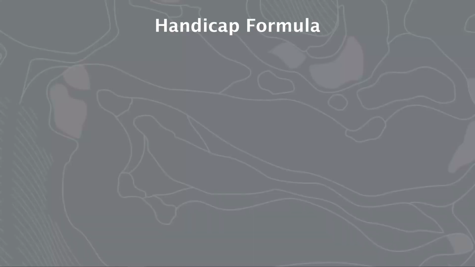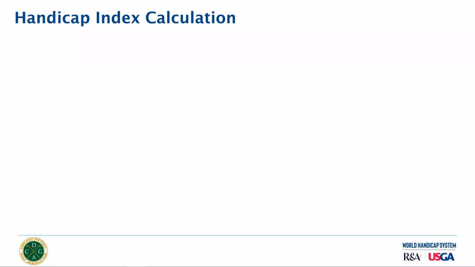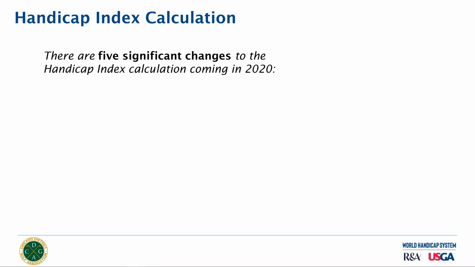This next section, we will start by reviewing the handicap formula. The handicap index calculation. There are 5 significant changes to the handicap index calculation process, now starting with the World Handicap System in 2020. The minimum number of scores required is 3. We've reviewed that. 54 holes, 3 18-hole rounds, or 6 9-hole rounds.